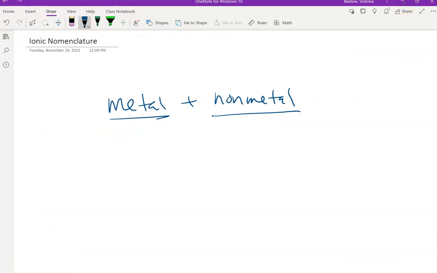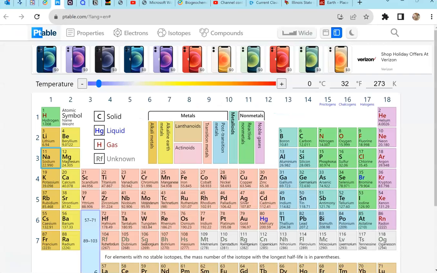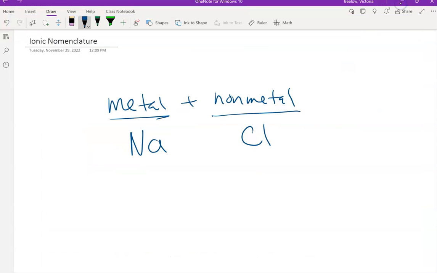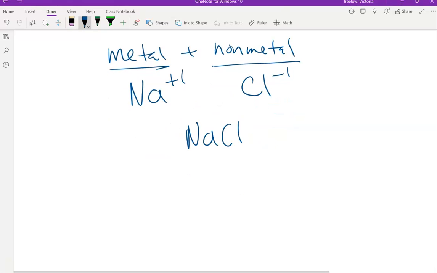and that will always be the second element that's written. So for example, one that you're super familiar with is NaCl. Na is a metal over here. Cl is a non-metal, which is over here. Now, the reason that the formula is always written this way is because sodium has a charge of +1 and chlorine has a charge of -1. So if you have one of each, then overall their charge would be 0, and that's why you write it as NaCl.